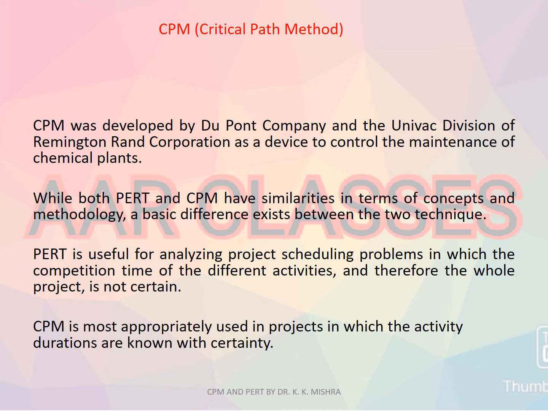While both PERT and CPM have similarities in terms of concepts and methodology, a basic difference exists between the two techniques. PERT is useful for analyzing project scheduling problems in which the completion time of the different activities, and therefore the whole project, is not certain. Sorry, here it is completion time of the activities. CPM is most appropriately used in projects in which the activity durations are known with certainty.